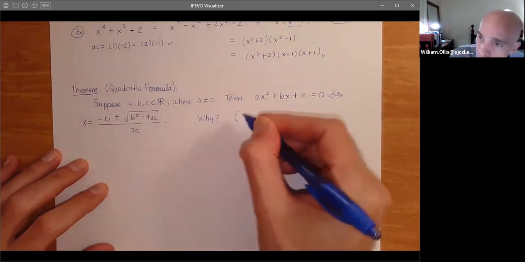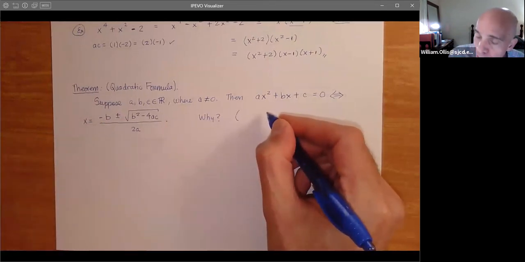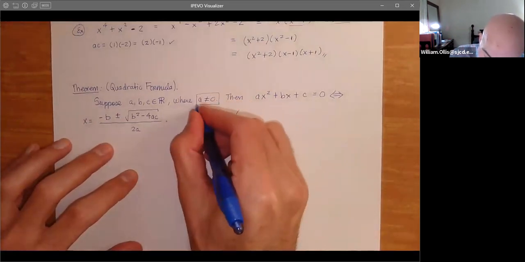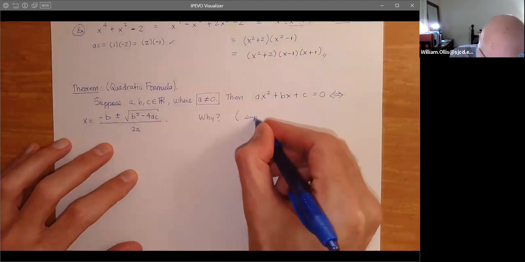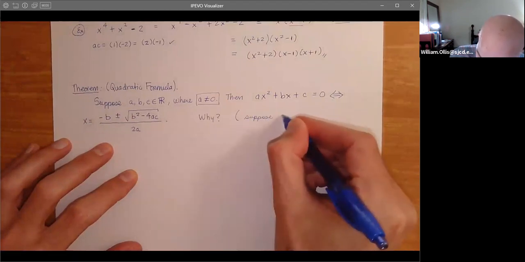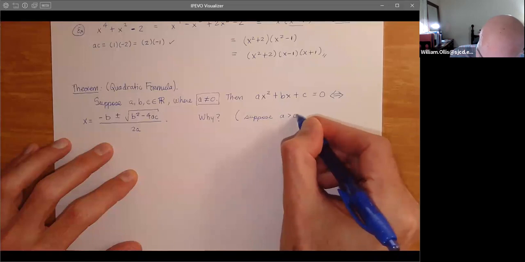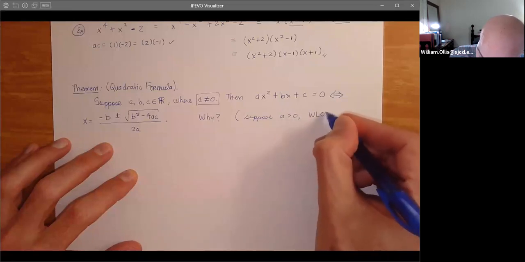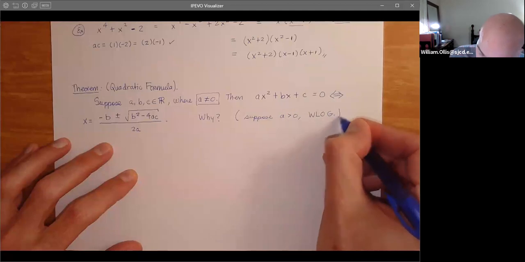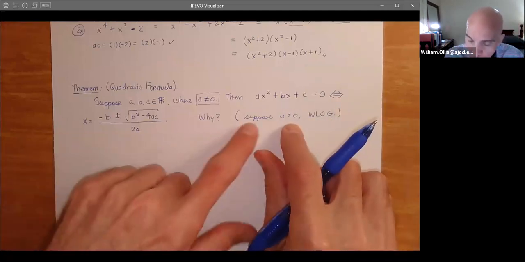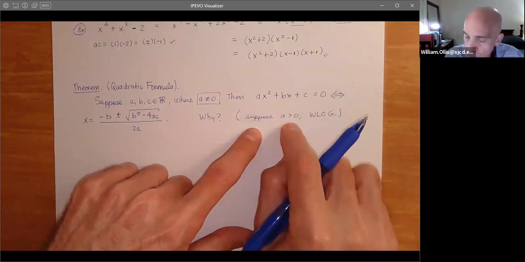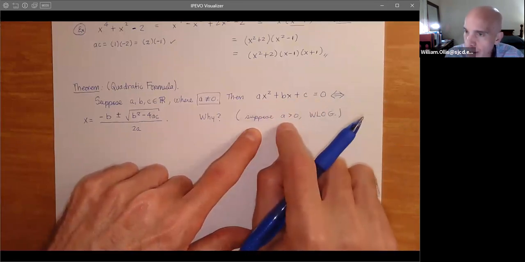And just for ease of use, since A is non-zero, we're going to suppose that A is positive. That'll be without loss of generality, WLOG, because if it were negative, we could just multiply the equation by a negative 1 and make it positive. So we'll just go ahead and assume that we have this.